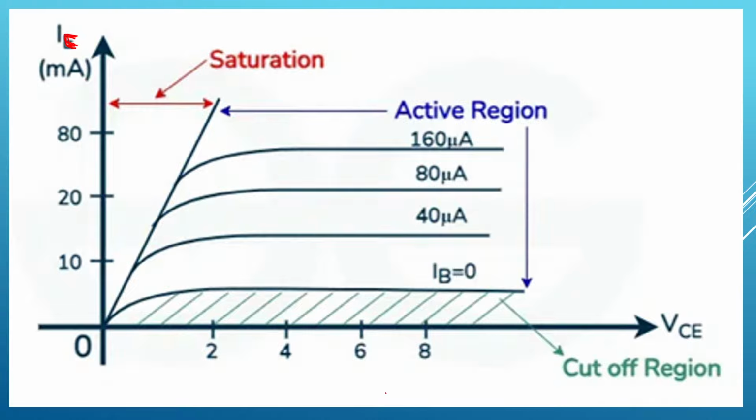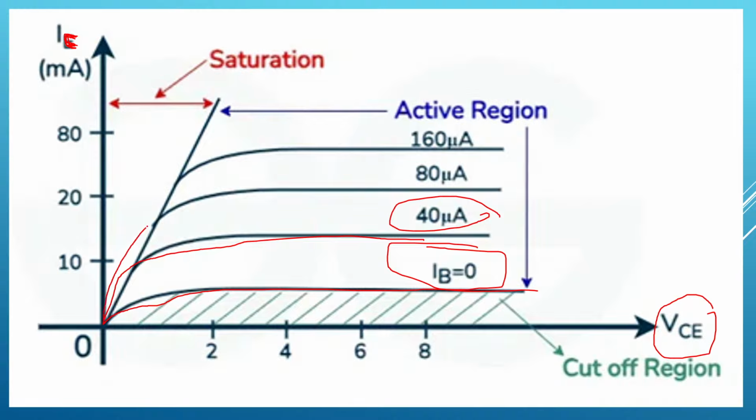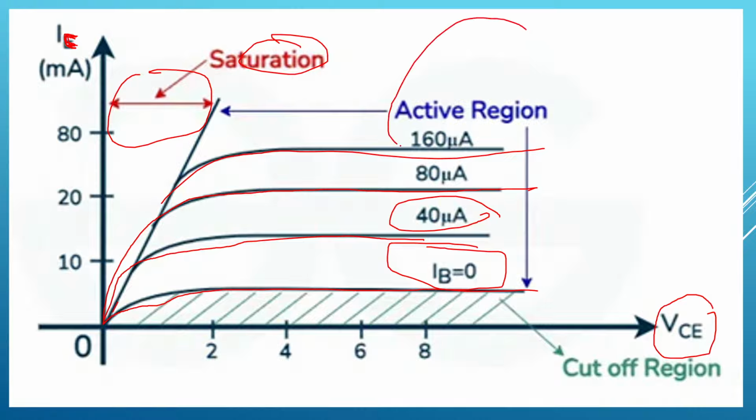Collector current versus collector-emitter voltage, assuming IB constant. When IB is 0 and VCE is varied, IC will vary. These are the characteristics. When IB is 40 microamperes, these are the IC and VCE characteristics. When IB is 80 microamperes, and so on. The region where the characteristics are not available is known as the saturation region. Where the characteristics are available is the active region.